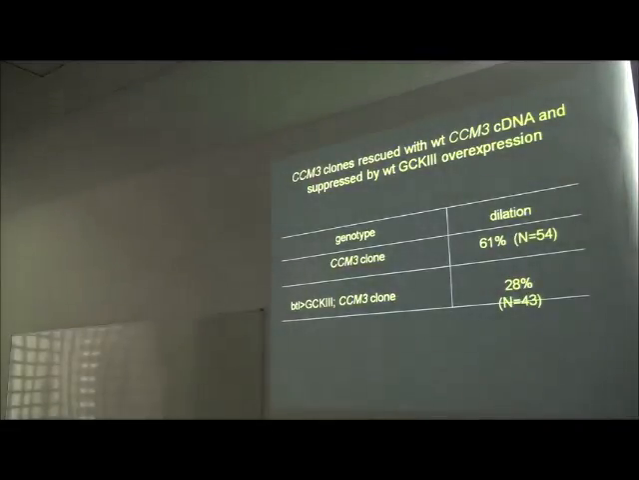We can rescue the CCM3 mutant phenotype with a wild-type cDNA, as you would expect, but we can also get pretty good suppression of the CCM3 mutant phenotype by overexpressing a wild-type form of the germinal center kinase, so we can bypass the requirement for CCM3.